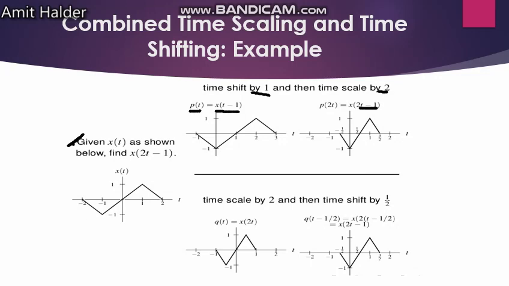Given x(t), you have to find x(2t - 1). How can you draw it? First of all, you have to shift it by t minus 1. That means what starts from minus 2 will now start from minus 1. That shifts here, a right shift. So you can see here, it is very interesting: minus 2, minus 1, 1 and 2.